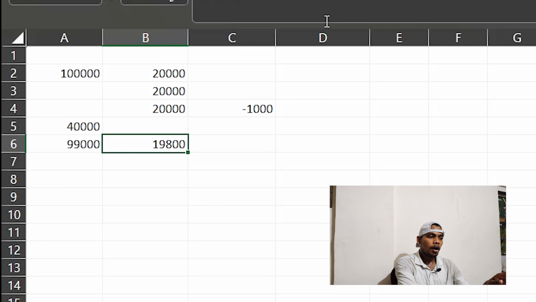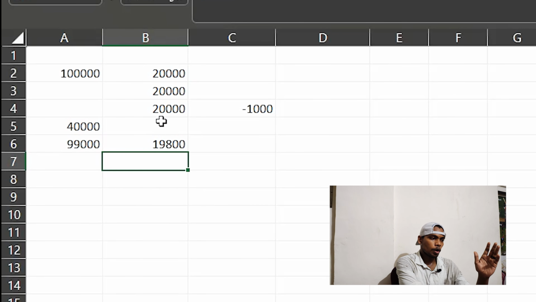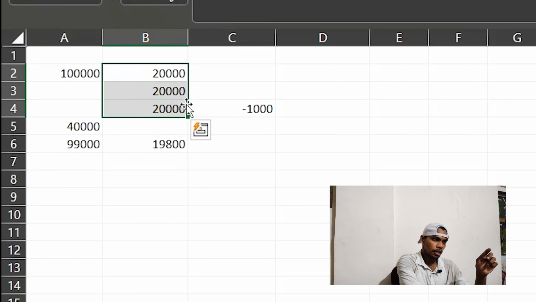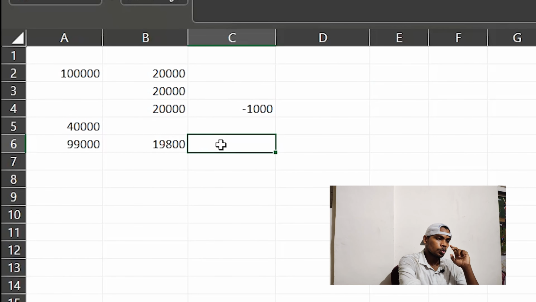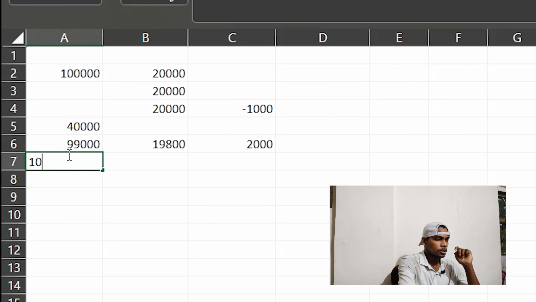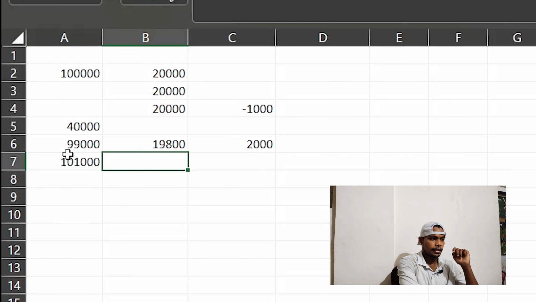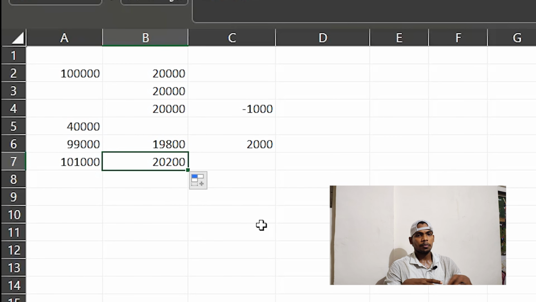I am giving equal exposure to all the trades as much as possible. Let's say out of these 3 trades I booked a 1,000 rupees loss. Let's imagine out of the remaining 2 I booked a 2,000 profit. Now my capital becomes 1,01,000. I will calculate from that. For the next trade, I will deploy this amount of money. This 20,200 will be deployed for my next trade.